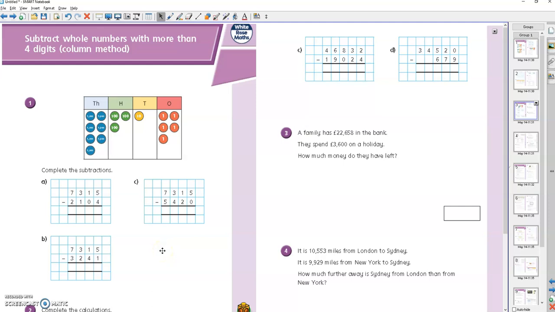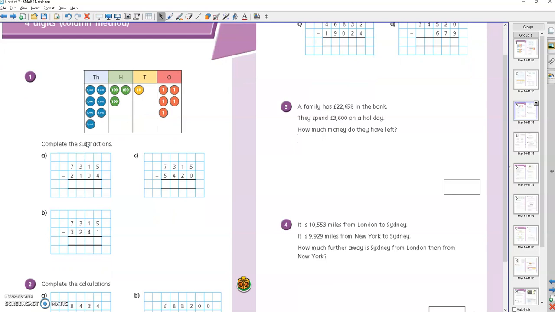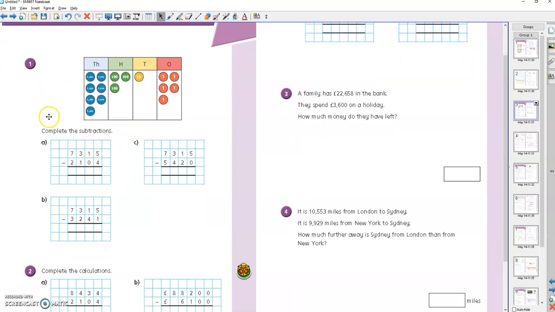Good morning. This is going to be the video for subtracting whole numbers with more than 4 digits using the column method. So we did addition yesterday, subtraction today. If you have a look at this place value chart, it's got the number 7,315 represented there. It's asking you to do 3 calculations.